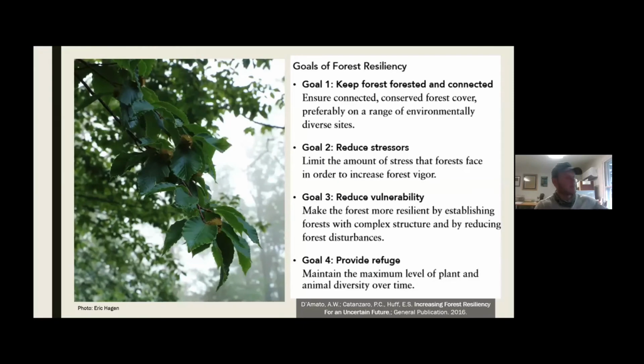From another resource by Tony D'Amato and Paul Cannizzaro from 2016, which is also really great, Increasing Forest Resiliency for an Uncertain Future, they lay out these 4 goals. Goal number 1, keep forests forested and connected. Goal number 2, reduce stressors, limit the amount of stress that forests face in order to increase forest vigor. Goal number 3, reduce vulnerability, so make forests more resilient by establishing complex structure, which we're going to talk about, and reducing forest disturbances. Goal number 4, provide refuge, so maintain plant and animal diversity over time.